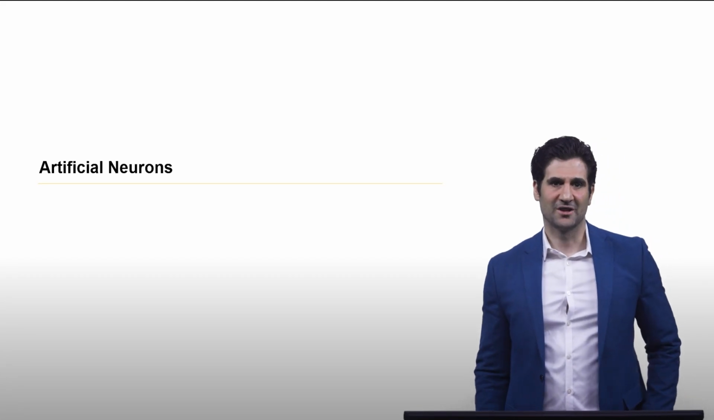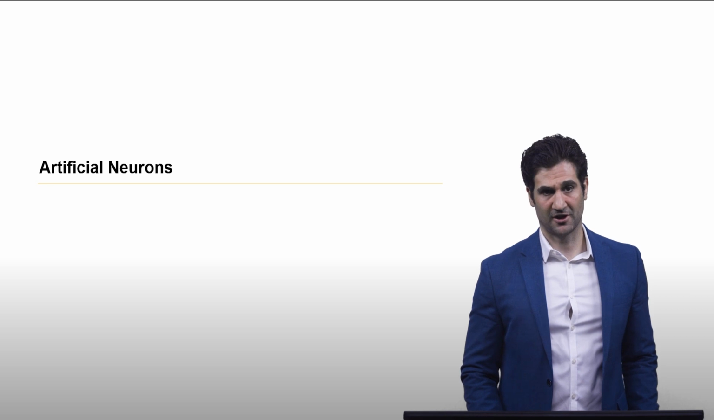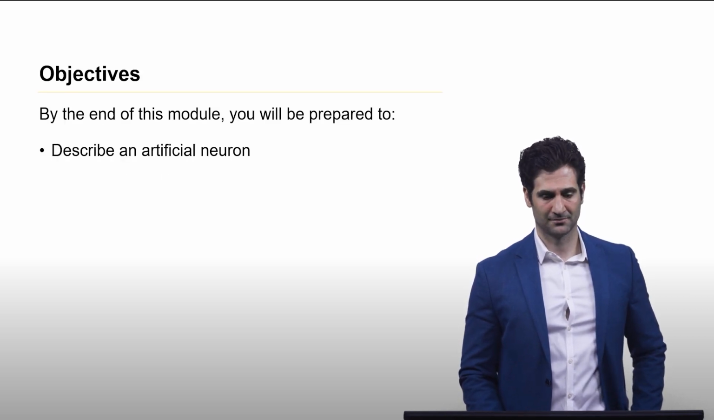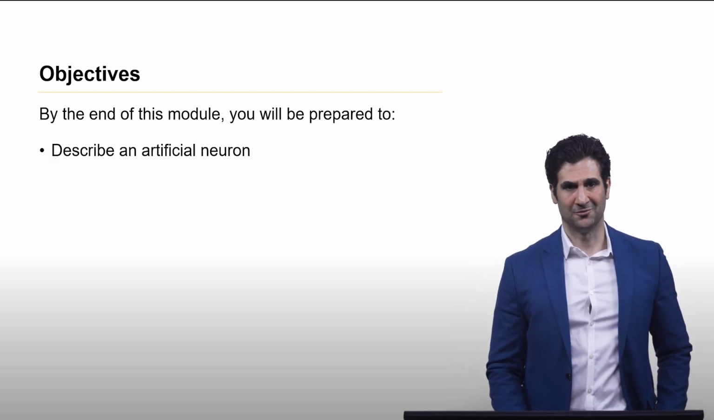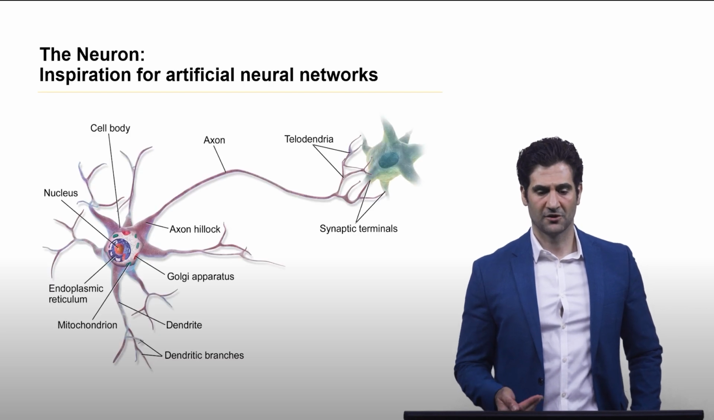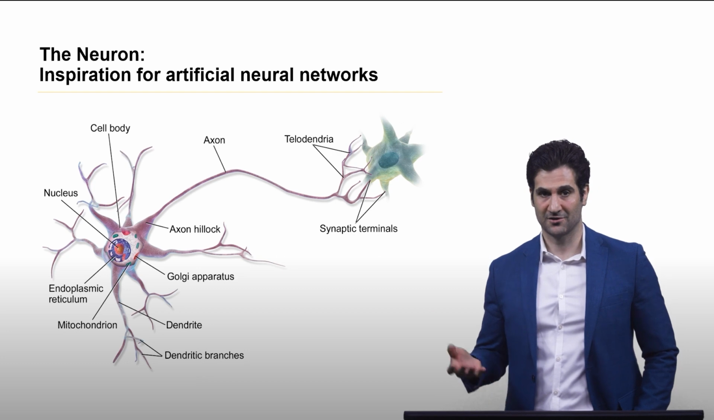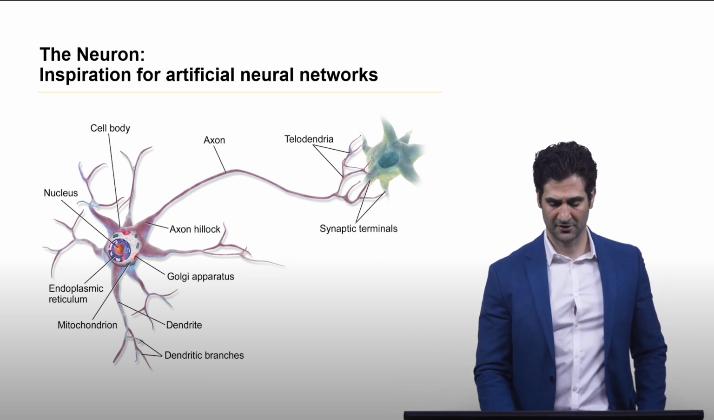Welcome back. In this lecture, we will provide an overview of artificial neurons, a key component for building neural networks. So, lesson objective: the whole idea is you should be able to describe an artificial neuron. And so let's start with an actual neuron, the inspiration for this mathematical structure we call an artificial neuron.